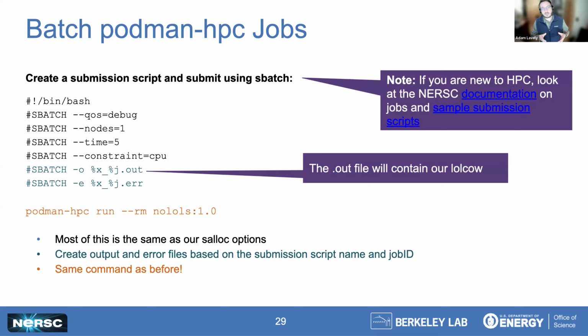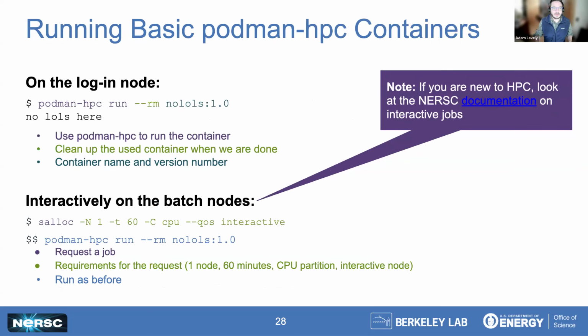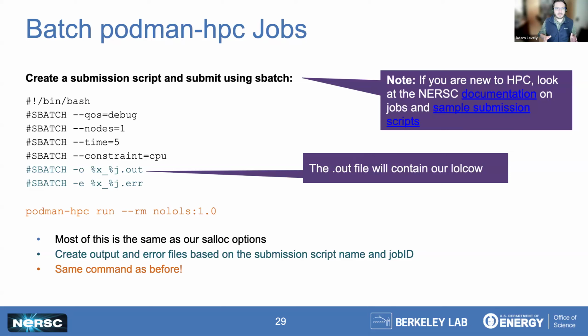Again, we're going to go out and request some resources, and then we're going to run our Podman HPC command to run the container. And the two things to note here, with our two previous, sorry, let me go back. With our two previous things here, whatever you're doing in the container will show up right on the screen in front of you, in the terminal. When we do this, we don't have that terminal, right? This is a batch job that is running in the background. And so whatever we're doing will pop out in the .out file that we create here.